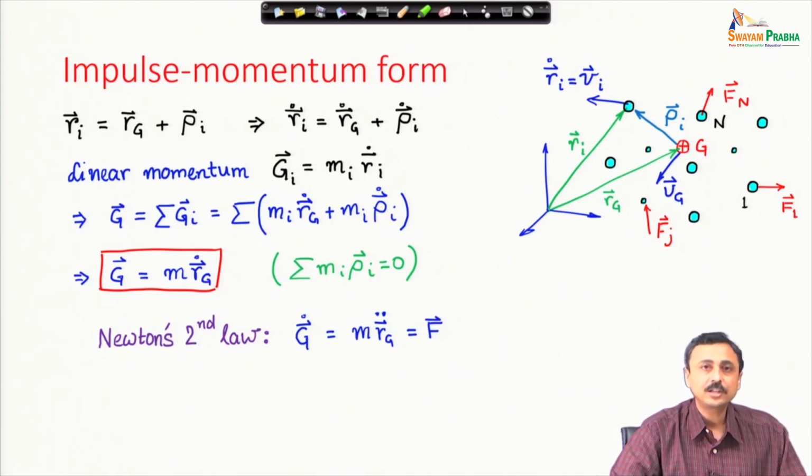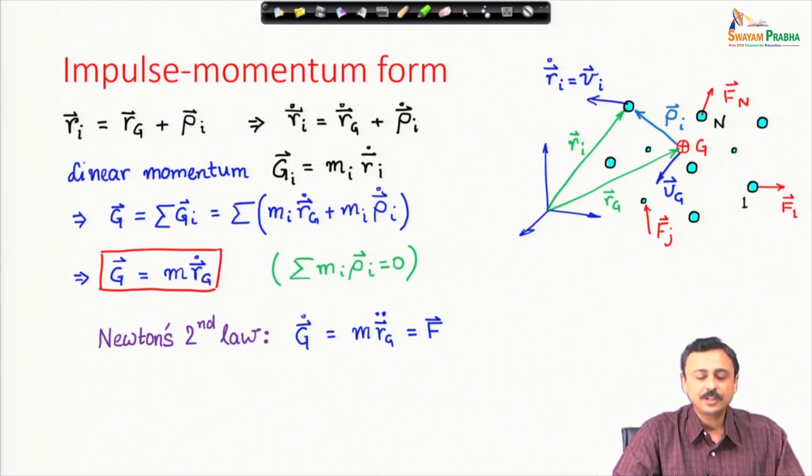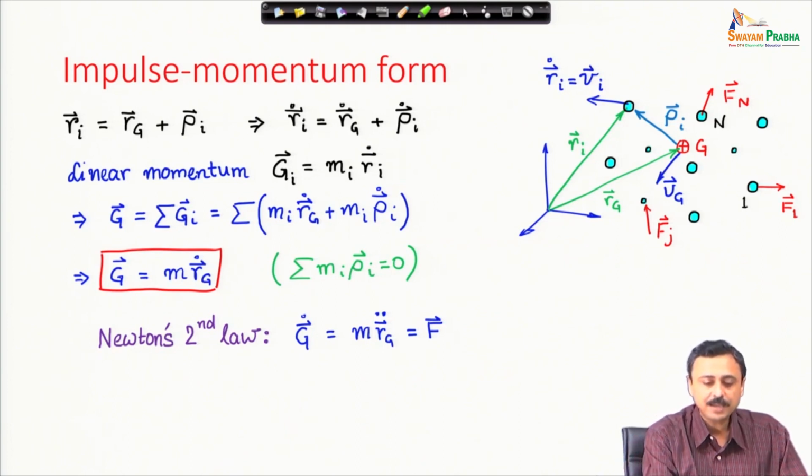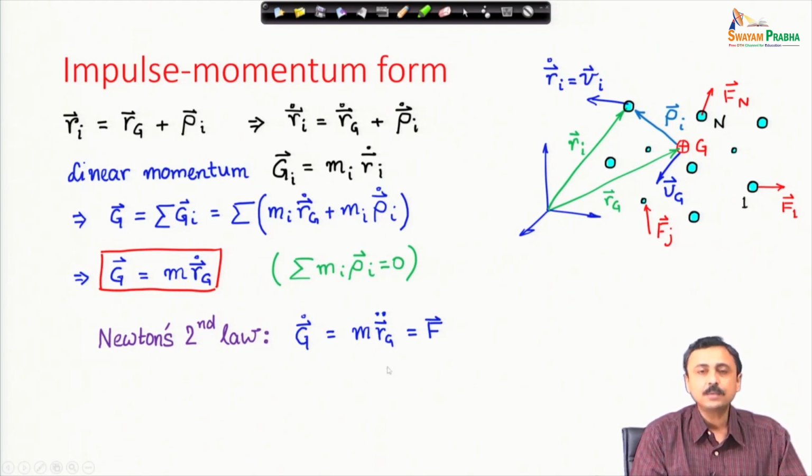Now, Newton's second law, the generalized Newton's second law for the system of particles. Let us start by differentiating this linear momentum of the whole system. Therefore, if I take the time derivative of capital G vector, I get mass times acceleration of the center of mass, and mass times acceleration of the center of mass, from Newton's second law for the system of particles, is equal to F, the net force acting on the system of particles. Thus, the rate of change of linear momentum of the whole system is equal to the net force acting on the system.